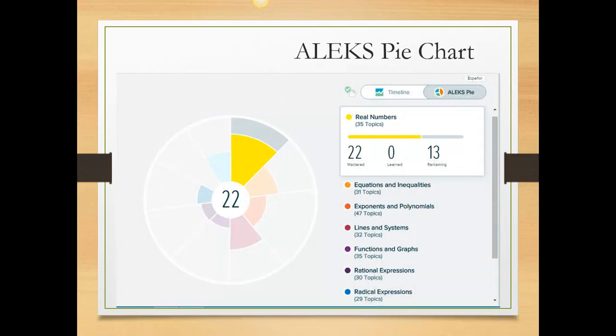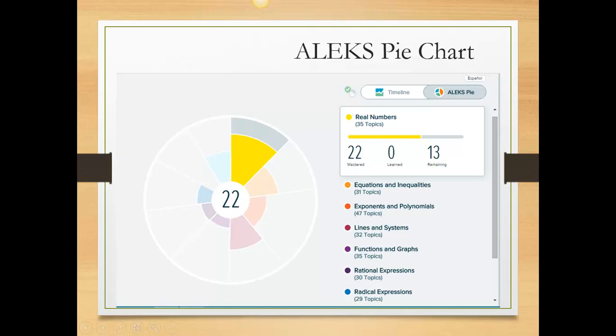So again, an example here is in your pie chart view, it'll tell you when you click on a particular section what you've mastered, what you've learned since the last time you've logged in, and how many topics you have remaining. You'll also notice on this page up at the top there's a little timeline, and that will just give you an idea of when things are due and how far along you have progressed since the beginning.